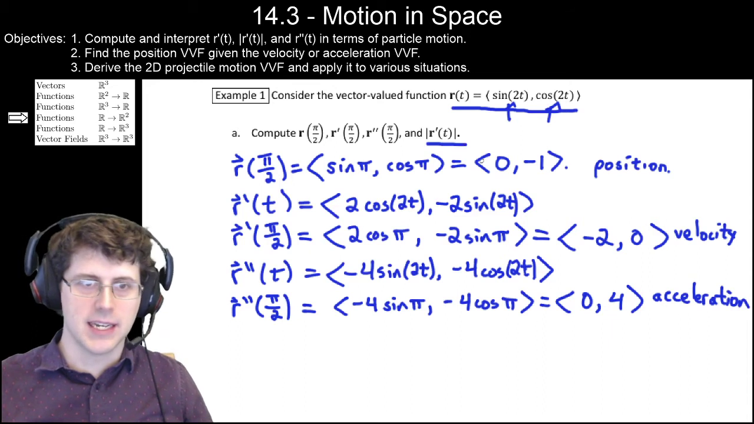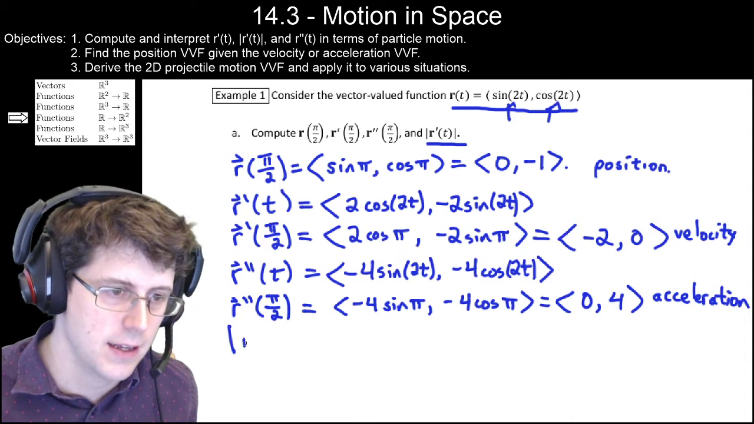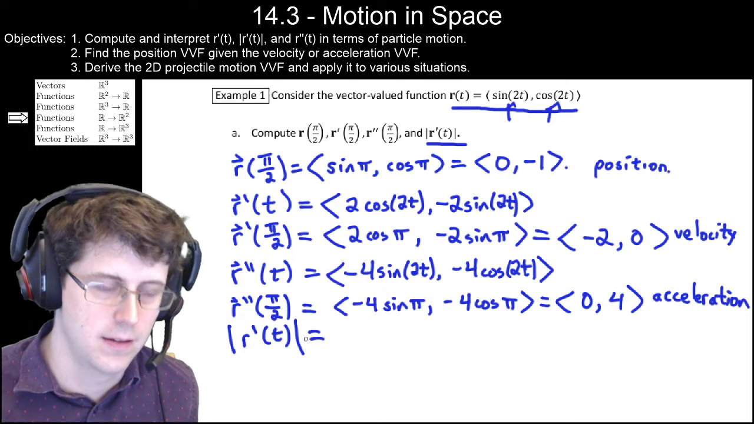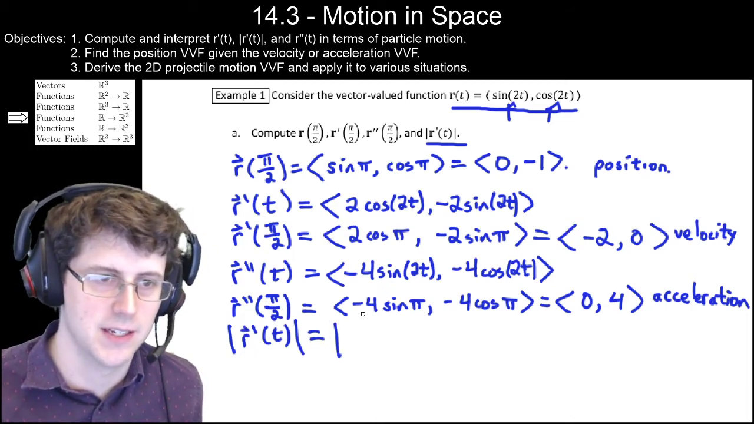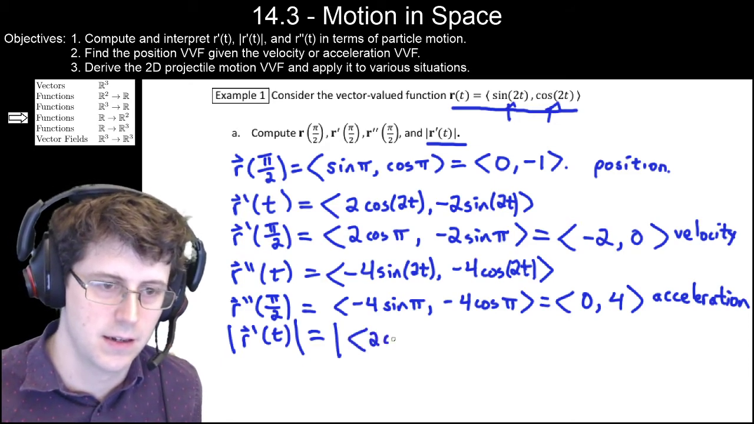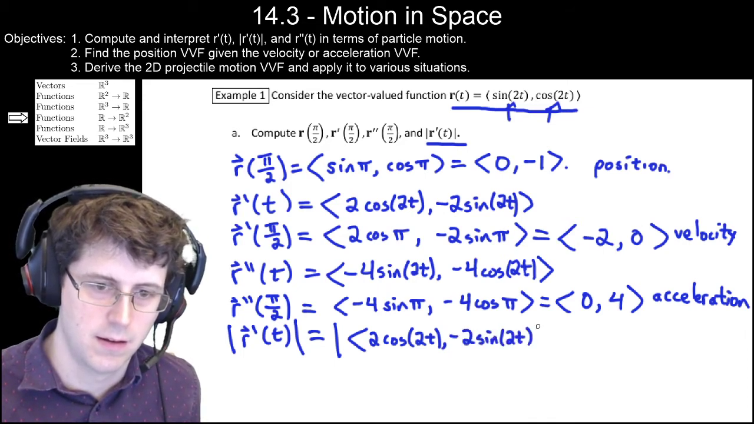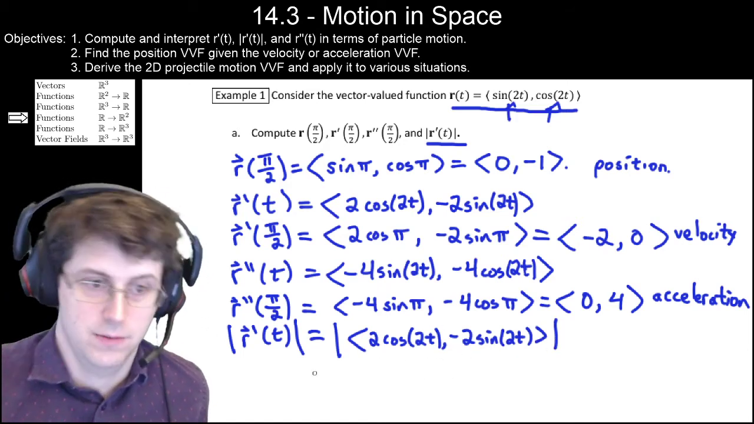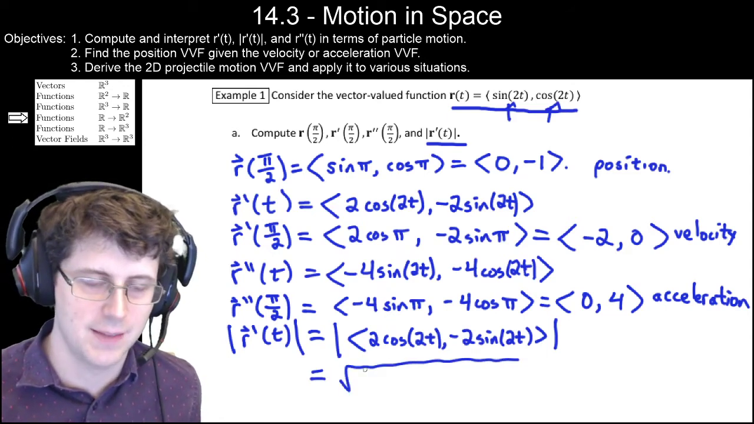Oh, it wants one more thing, sorry. It wants the magnitude of r prime of t. The magnitude of r prime of t is, well, take r prime of t and put magnitude bars around it. So here's r prime of t. When we're finding the magnitude of a vector, you use the Pythagorean theorem. Square all the components, add them together, and take the square root.